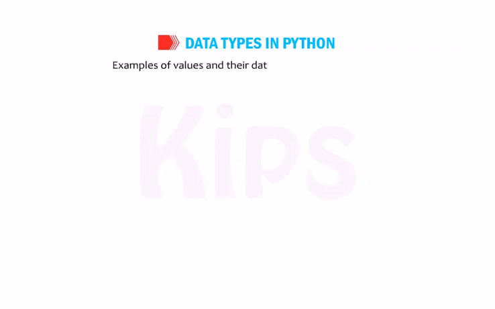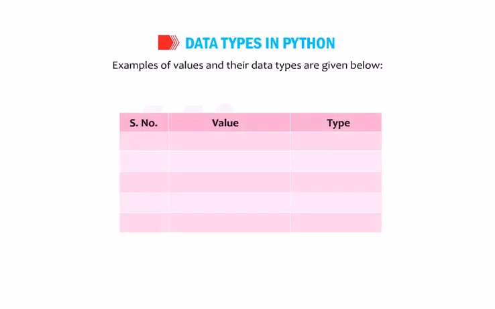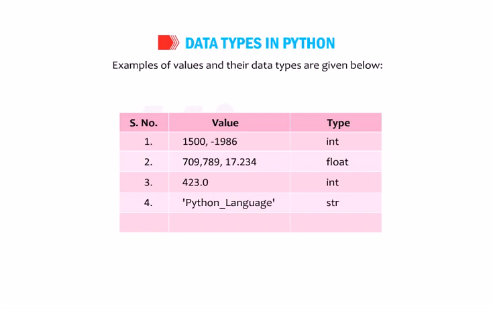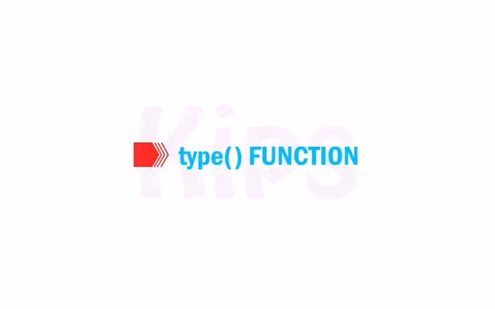Examples of values and their data types are given below. Serial number, value, type. Serial number 1, value 1500 to 1986, type integer. Number 2, 709, 789, 17.234, float. Number 3, 423.0, integer. Number 4, Python_language, string. Number 5, 124 smaller than 987, bool.